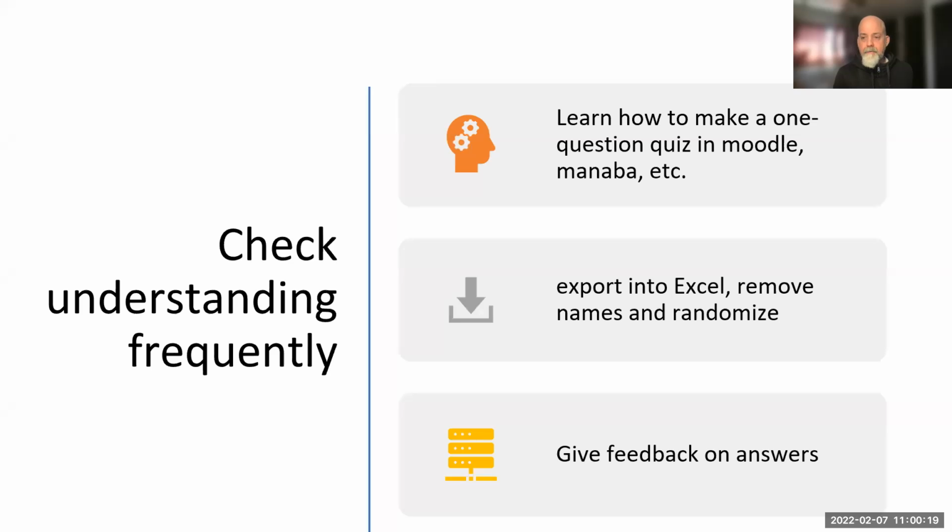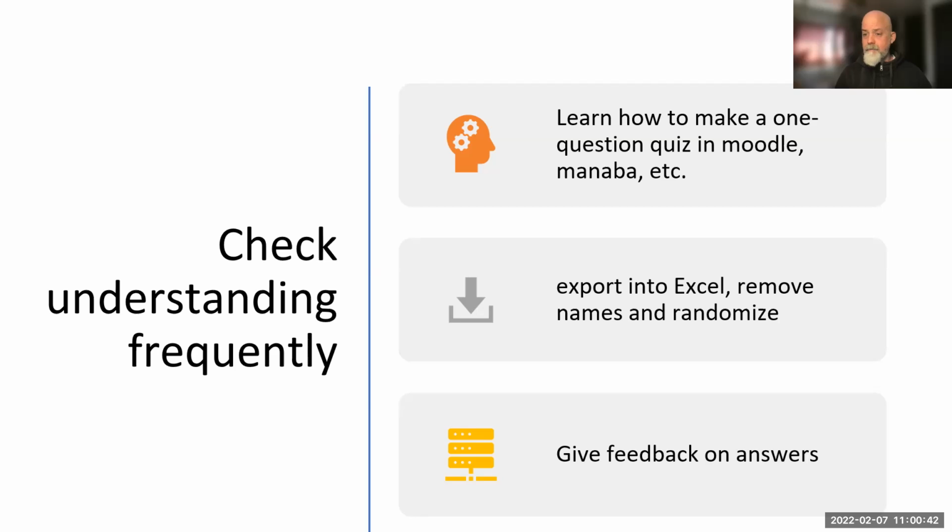One of the things that we have to consider is that we have to really check understanding frequently. Those online students, we can't see their faces as frequently or as well. They're not right in front of us. So it's a little bit harder to get the nuance about whether or not they understand what we're talking about. So we really have to check understanding frequently.